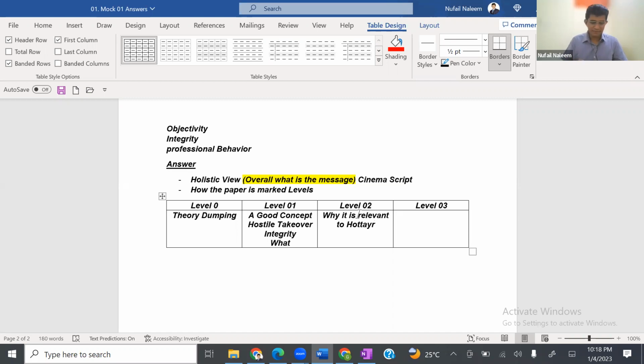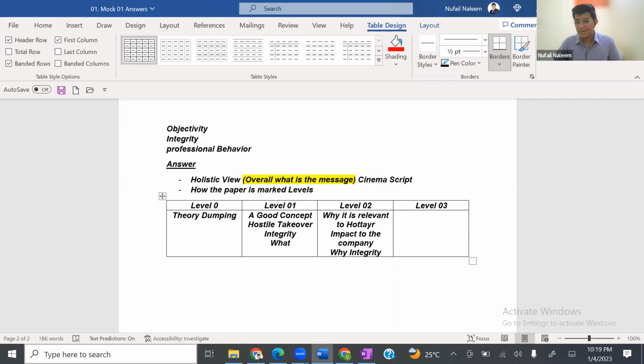In that, I will write down the impact to the company of the hostile takeover. What can happen? And integrity, I'm going to say why I think it is an integrity issue, because that is very, very important, because we have to say this is a listed company, the shareholders have trusted us and given us their properties to take care of. So we are breaching that. That is how you are connecting your concept to the company.